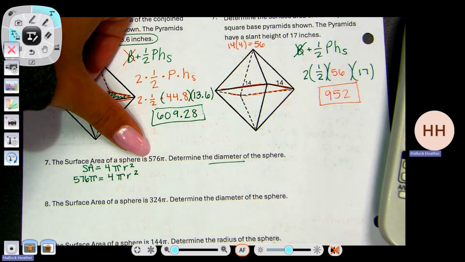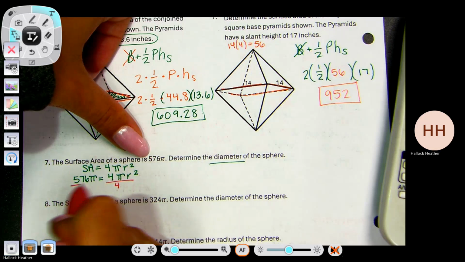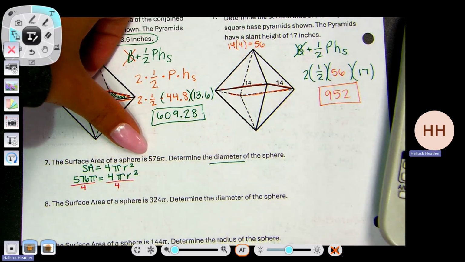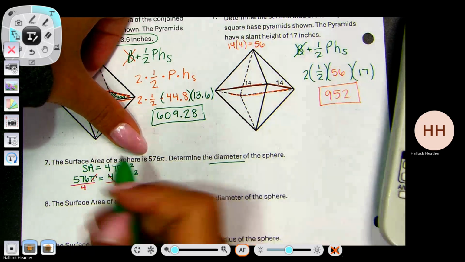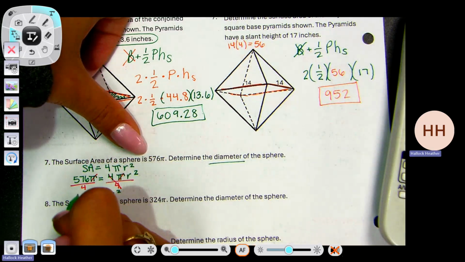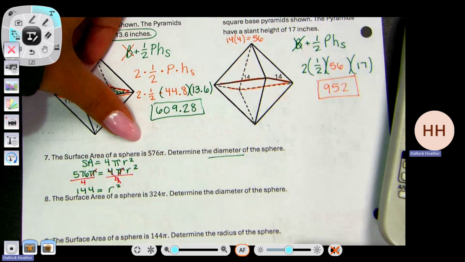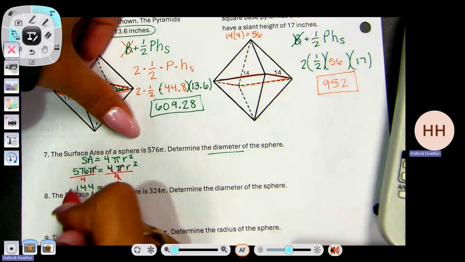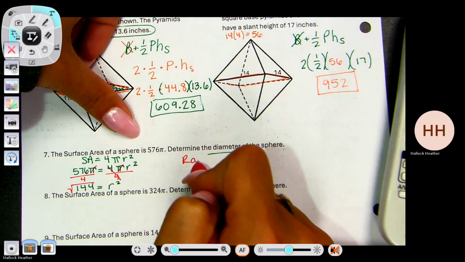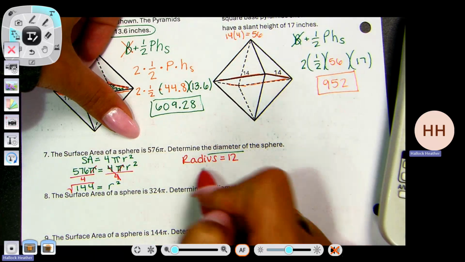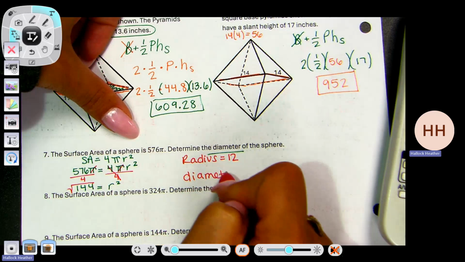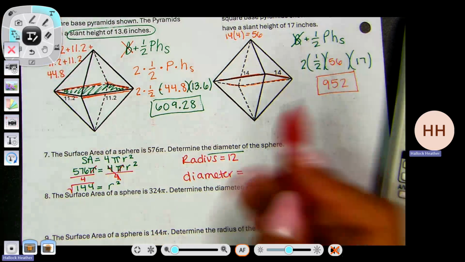So what can I cross off on both sides? Pi. So pi goes away. What can I divide by on both sides? 4. So 576 divided by 4 gives me how much? 144. How do I get r by itself? Square root it. So what's my radius? My radius is 12. So the final answer is finding the diameter. 24.